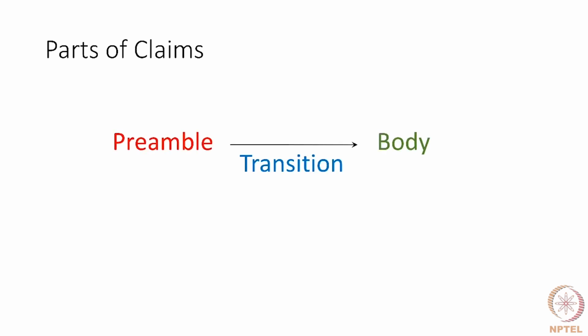Now let's look at the parts of a claim. Claims normally have a structure, and most of the claims are what we call combination claims. Combination claims are claims which combine things. So this is the structure of a normal claim. There is a preamble, an introductory statement. There is a transition. Transition is most likely a verb. And there is a body.